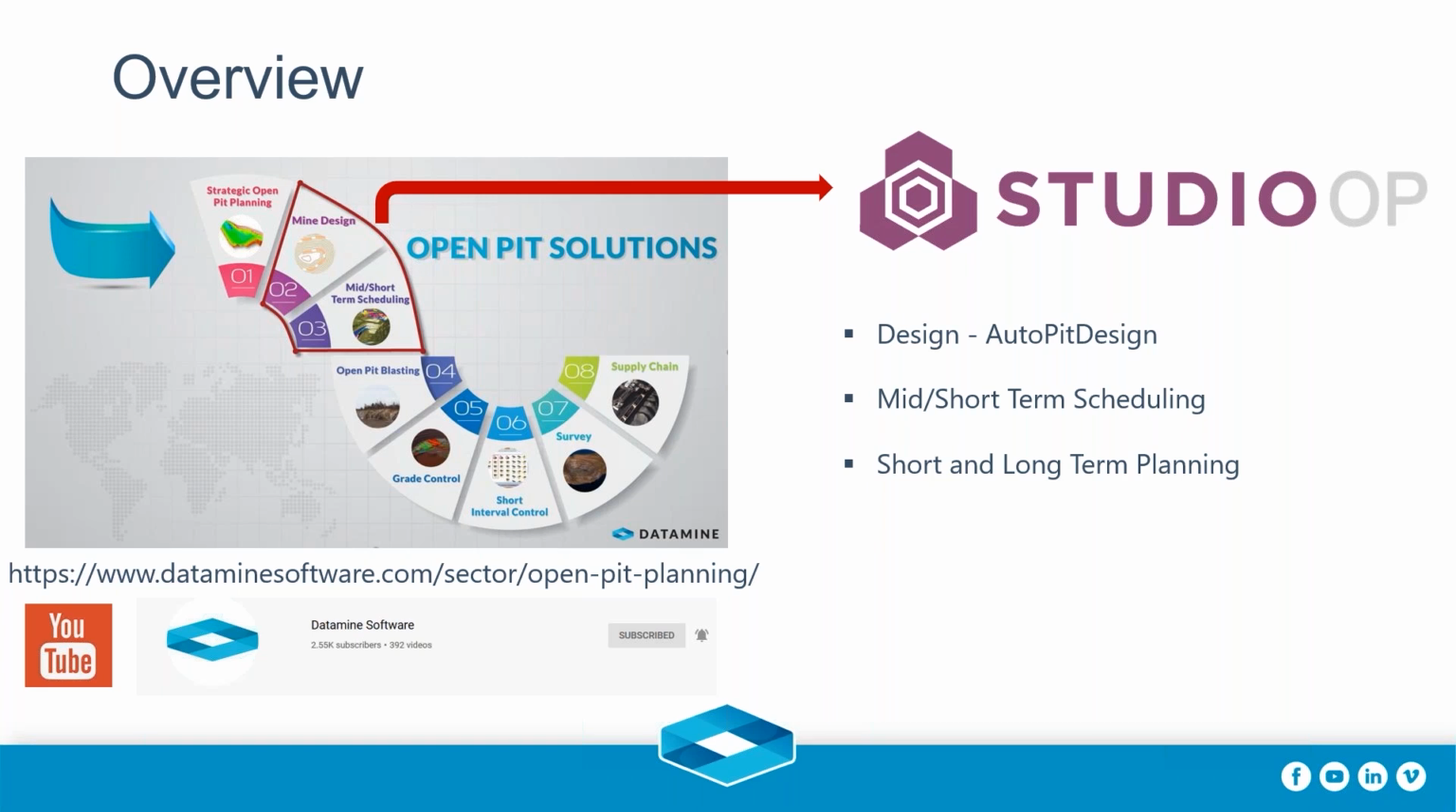So talking specifically about Studio P. Studio P is a design and mid-short-term scheduling tool. It is suitable for short as well as long-term planning. When it comes to design, Studio P offers all necessary CAD tools for you to design manually. However, Studio P's most powerful tool is the Auto Pit design. With this function, we are able to generate a complete pit design within few steps, avoiding all the frustration and time consuming work from the manual design. And we can reduce up to 85% of our design time using Studio P.